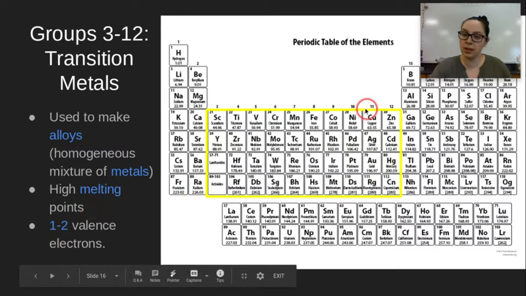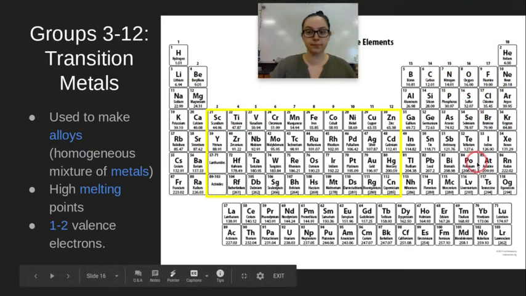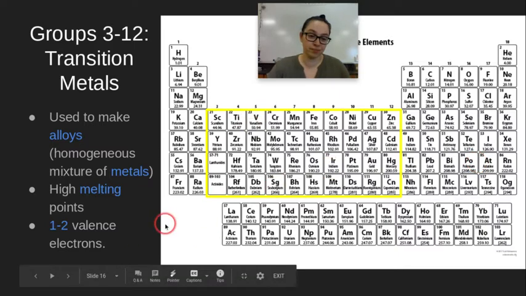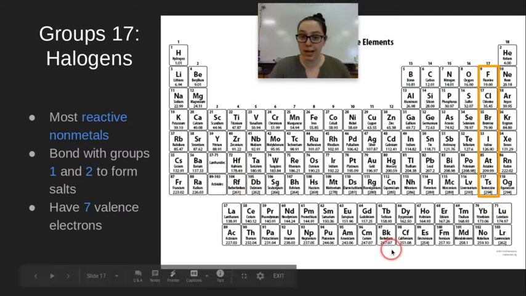That depends on kind of where it is in this block. You don't have to know which one has which valence electrons. We're going to focus on your main group elements when it comes to valence electrons. But transition metals, they could have 1 to 2. It depends. Group 17, we're over here now. These are called your halogens. We're in our non-metals. These are the most reactive non-metals.